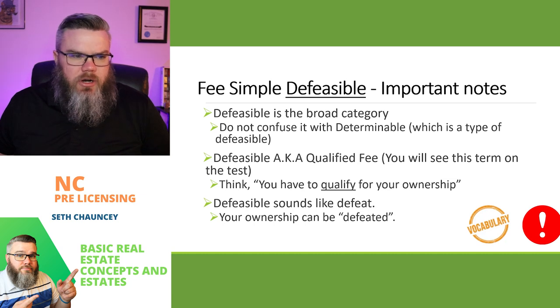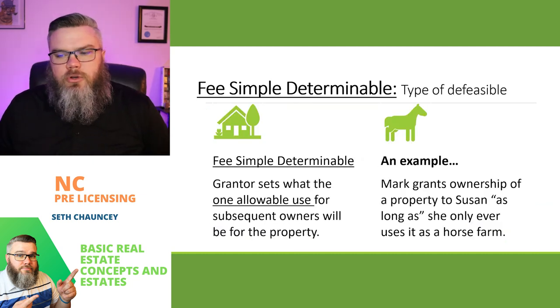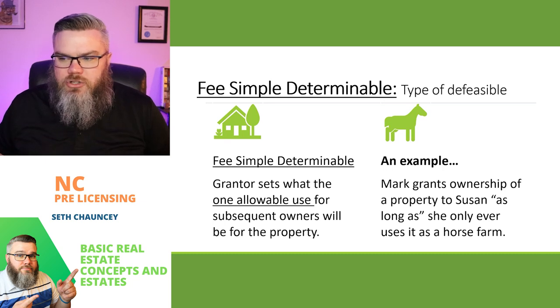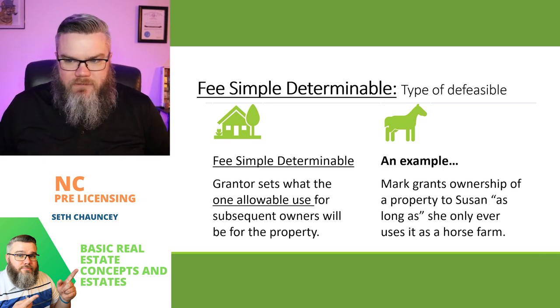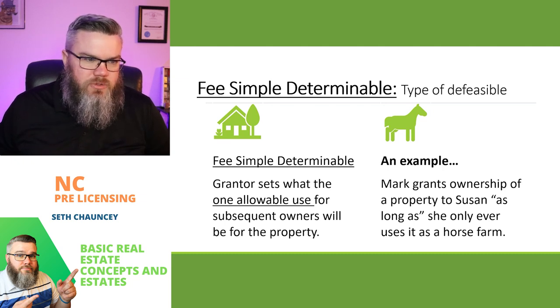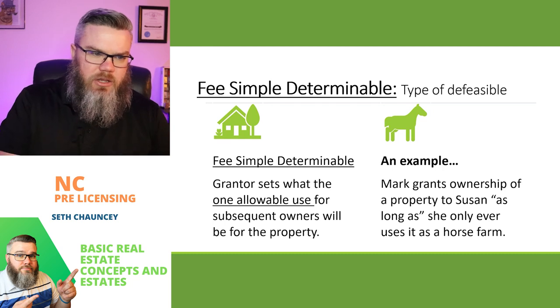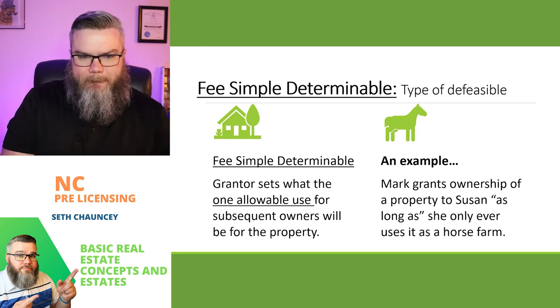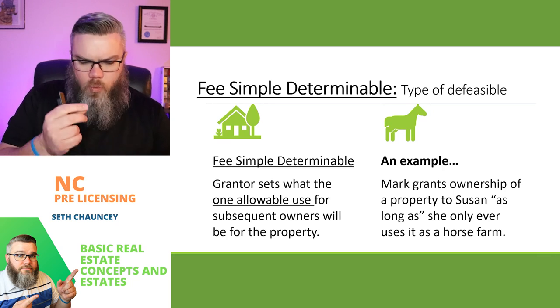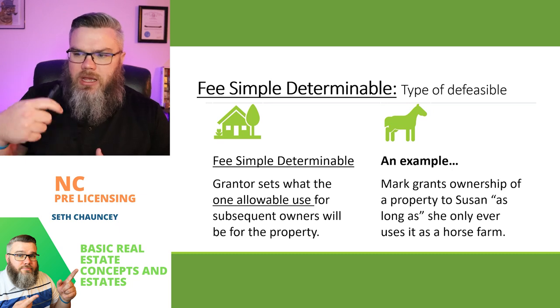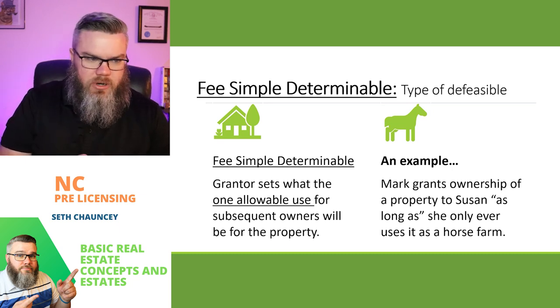So I gave you the example earlier, and here's just reiterating it again. I used Monica as the example, and in this one it's Mark, okay? Grantor sets one allowable use for subsequent owners. That is fee simple determinable. So if Mark grants ownership of a property to Susan as long as she only ever uses it as a horse farm, that would be fee simple determinable. We have determined the one allowable use. This is where the actions of the grantee could terminate or defeat their ownership. If you stop doing the one thing, remember the determinable, for whatever reason, there is automatic reversion. The second that Susan stops using it as a horse farm, she doesn't own it anymore. It automatically reverts back to the grantor or the grantor's heirs.